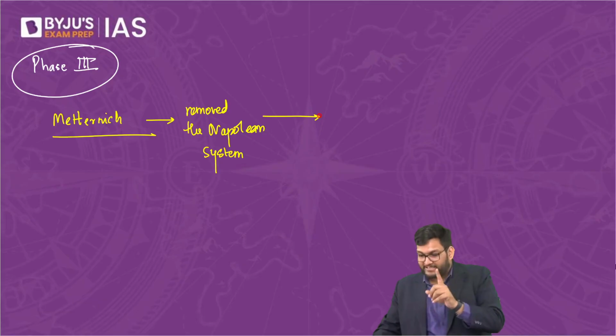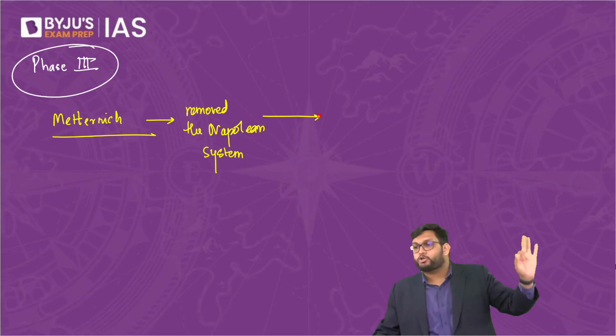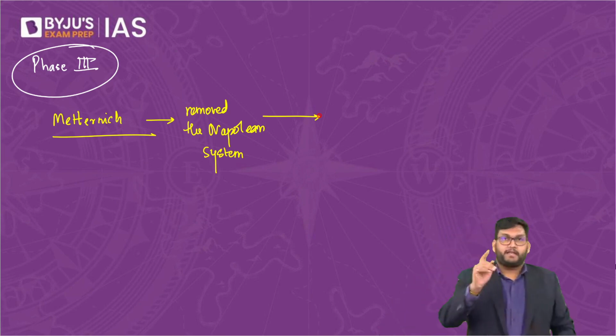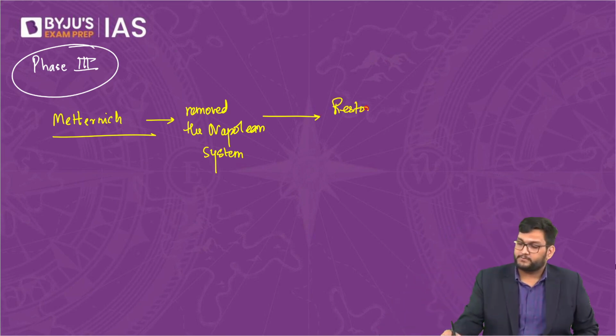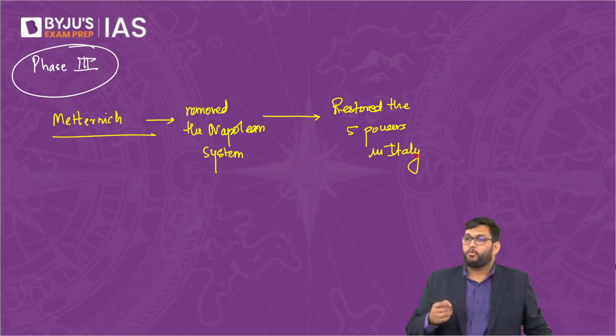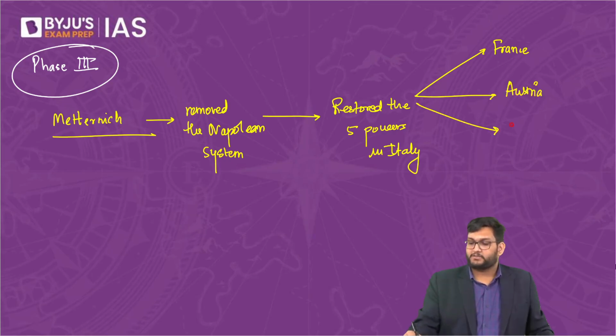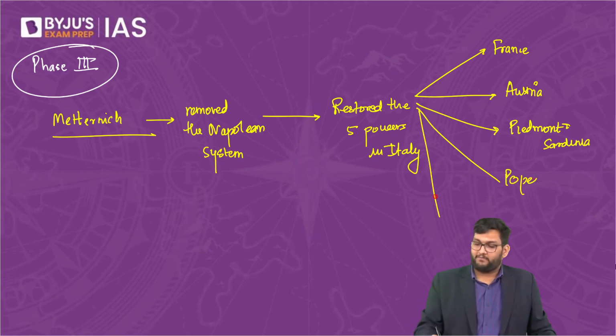Yes, very good, Chaitanya. What would be Metternich's automatic response by removing the Napoleon system? What will he do? The 5 powers. Very good. This is the point. He restored the 5 powers in Italy. So what he did was he gave areas to France. He gave areas to Austria. He gave areas to Piedmont and Sardinia. He gave areas to the Pope, and he gave areas to the Spanish.